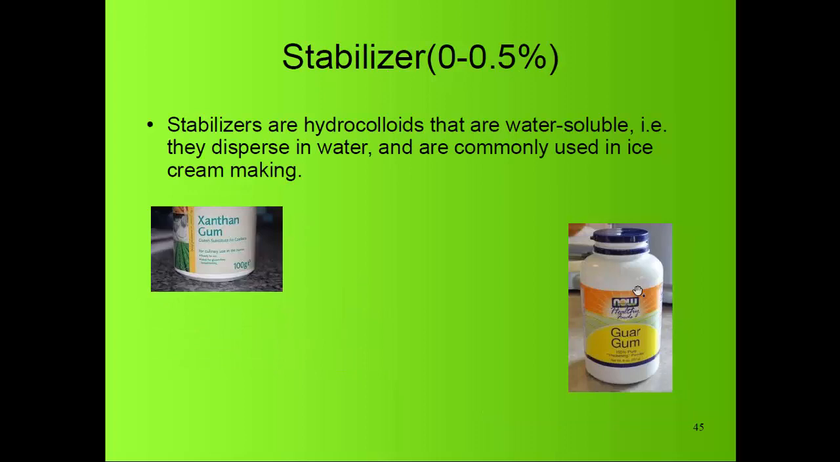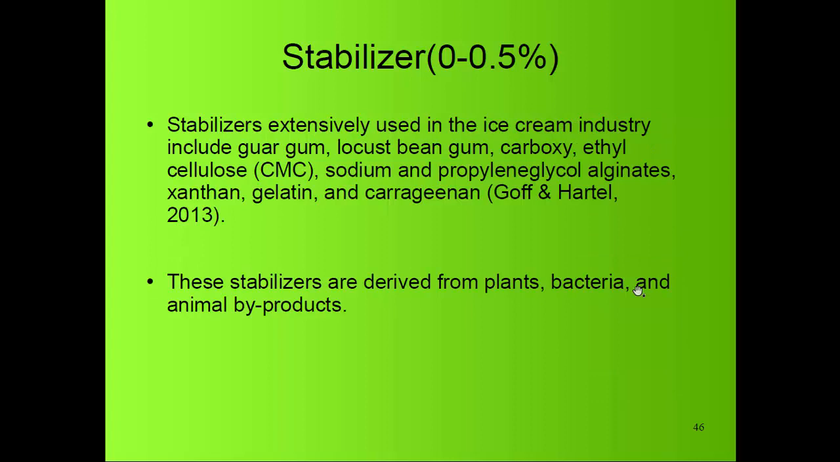There's also stabilizers. So these are hydrocolloids that are water soluble, so they disperse in water. And they're commonly used in ice cream. So here we see xanthan gum and guar gum are two things that are used. Stabilizers are extensively used in the ice cream industry. They include guar gum, locust bean gum, carboxymethyl cellulose or CMC, and some more, right? And gelatin and carrageenan. And these stabilizers are derived from plants, bacteria, and animal byproducts.